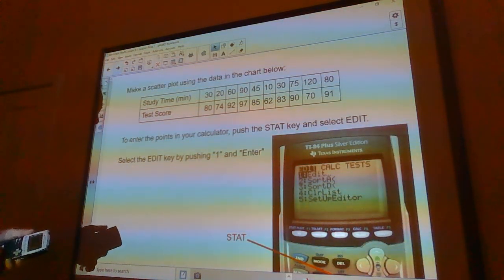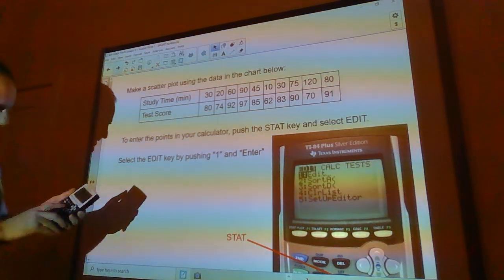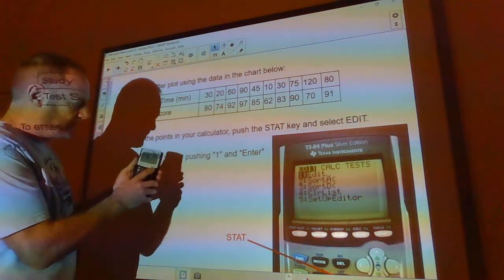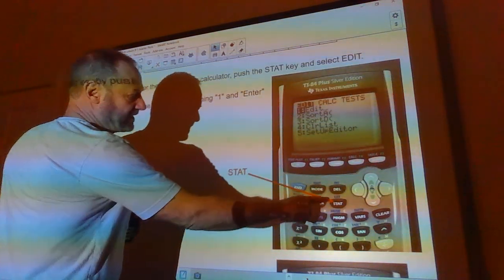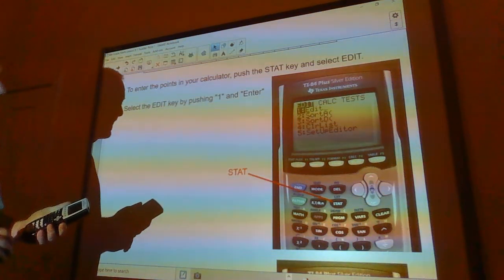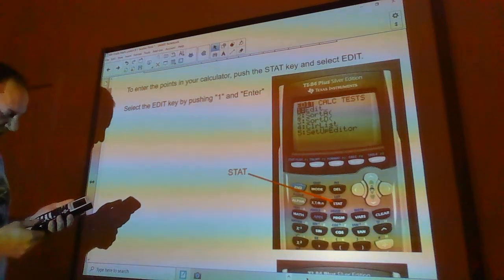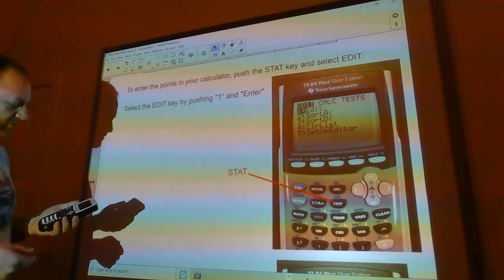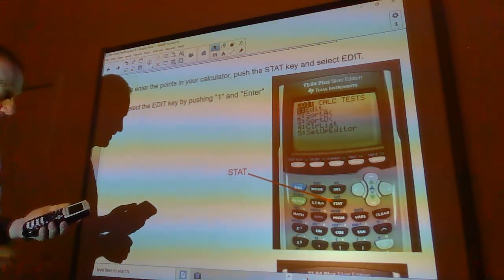Okay, so what you're going to do is you're going to push the stat key. Your stat key is right here. Okay, so if I look right here, there's your stat key. Okay, you're going to push stat, and it's going to come up and it's going to be highlighted at edit. Okay, so you're going to select edit. You can just hit enter, or you can push 1 and then enter.